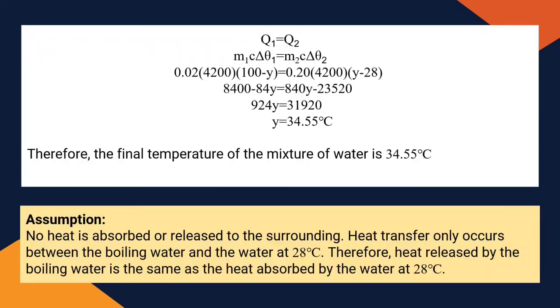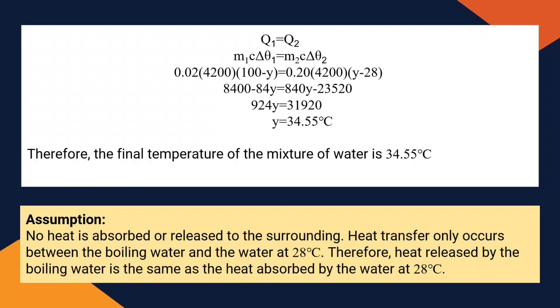Q1 is equal to Q2. By using the formula, we know that 0.02 multiply 4200 multiply 100 minus Y is equal to 0.20 multiply 4200 multiply Y minus 28. It will become 8400 minus 84Y equal to 840Y minus 23,520. Then 924Y equal to 31,920. Finally, Y equal to 34.55 degrees Celsius.